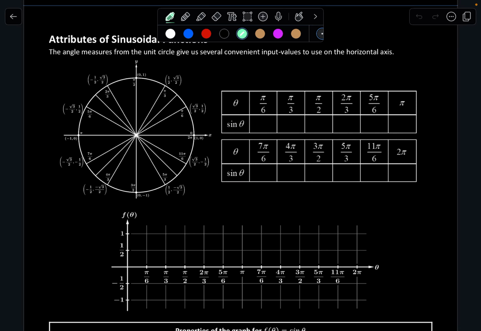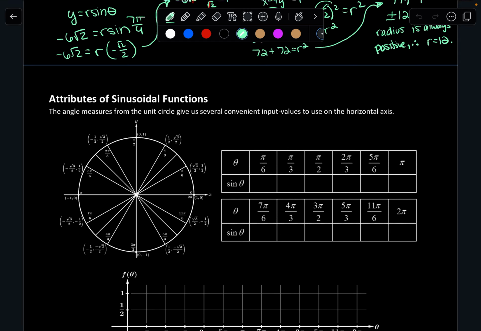Now, when we hear a sinusoidal function, that is going to mean sine and cosine. They are both sinusoidal functions based on their attributes. And also cosine is just sine, but it's just shifted over pi over 2. So it's going to share those same attributes. On the unit circle, we're specifically looking at sine theta, so we're looking at the y values.